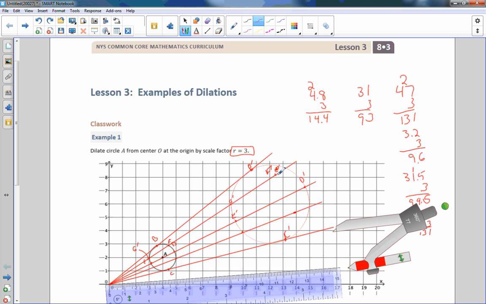there is my circle. For some reason, I'm off on this point here. It should be more up here. So there is the circle. Same with this point here. That should be more up here. So anyway, here is the circle scaled up 3 units.